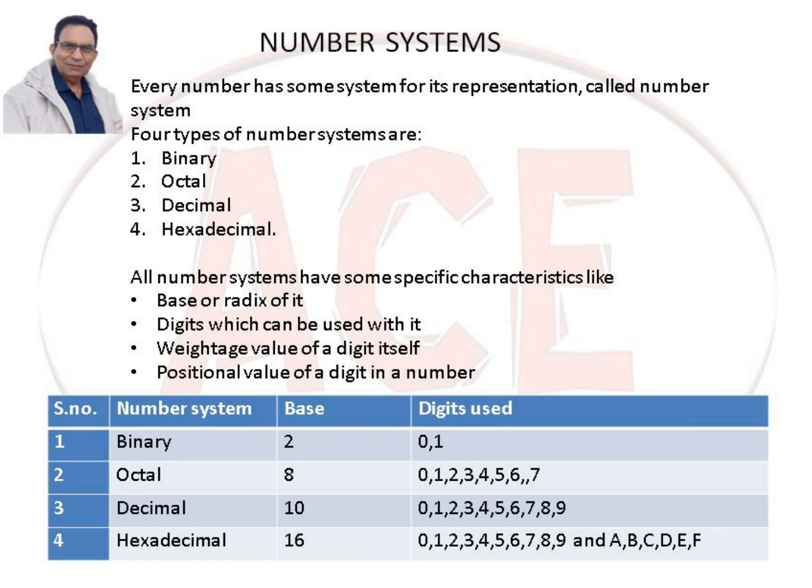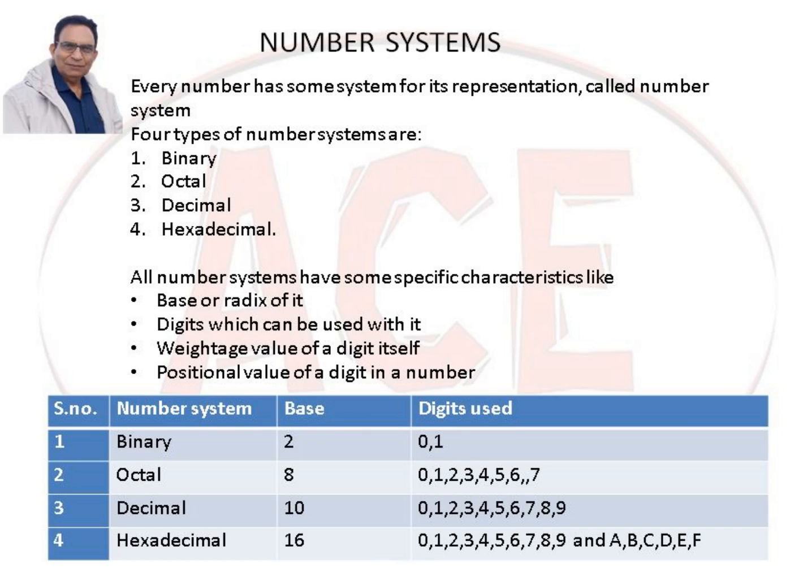Number systems. Every number has some system for its representation, called a number system. Four types of number systems are binary, octal, decimal and hexadecimal. All number systems have some specific characteristics like base or radix, digits which can be used with it, weightage value of a digit itself, and positional value of a digit in a number. Here is a table giving the characteristics of the four number systems.